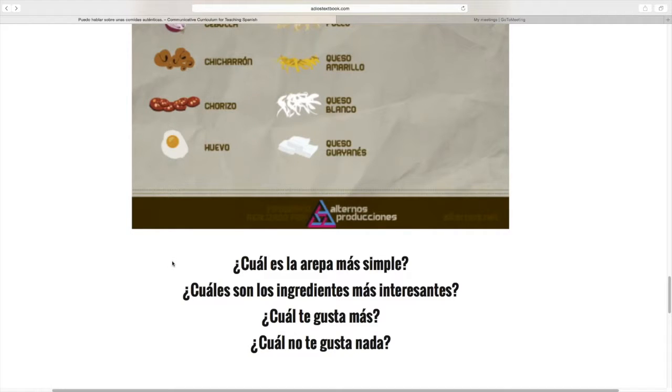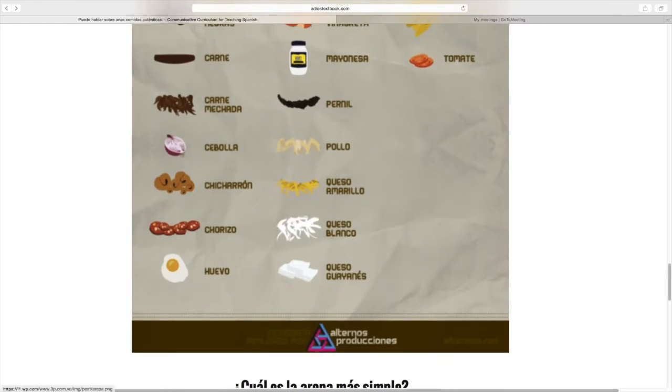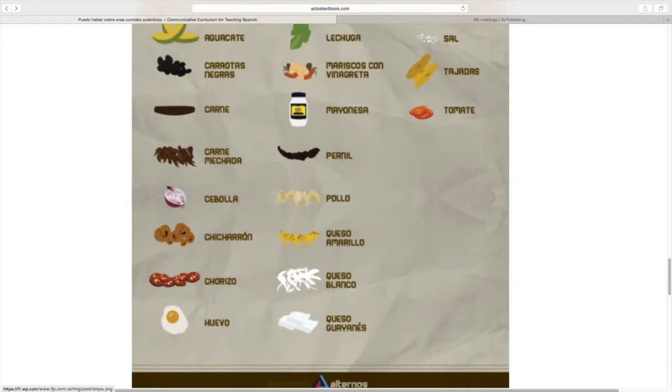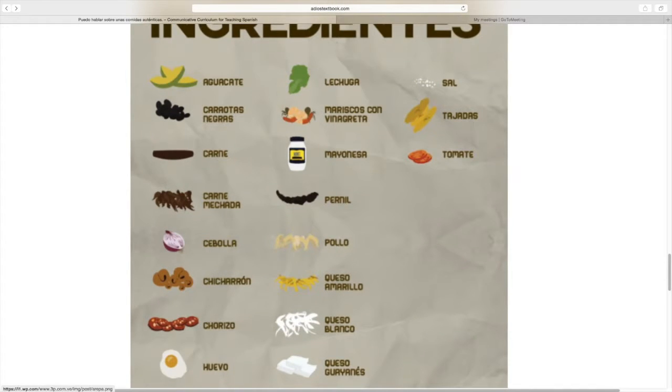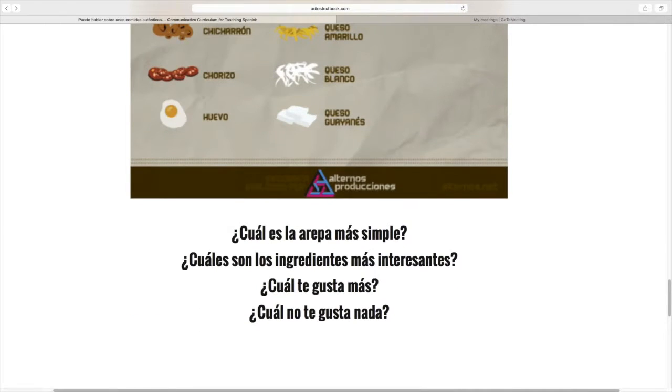And this is an opinion. Some students might think egg is a really interesting ingredient, or maybe they look something up and they think that mayonnaise is a really interesting thing to have on there. The seafood would be big for my students at PRP. They're not a big fan of seafood and they don't eat that a lot.